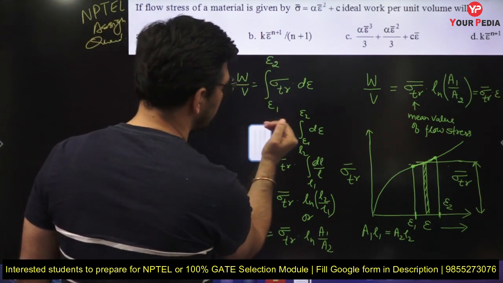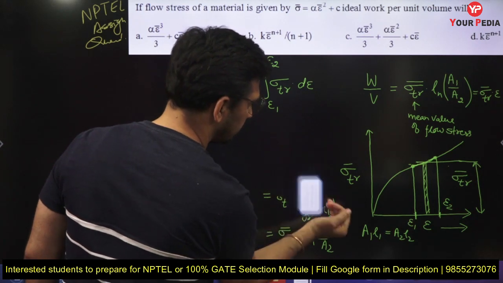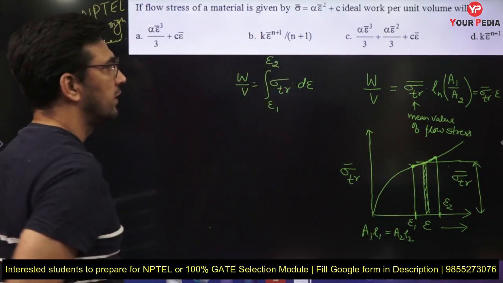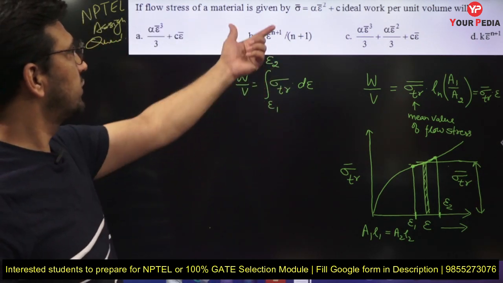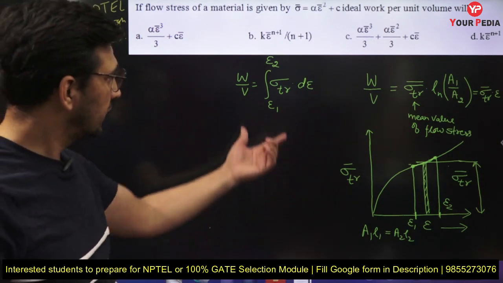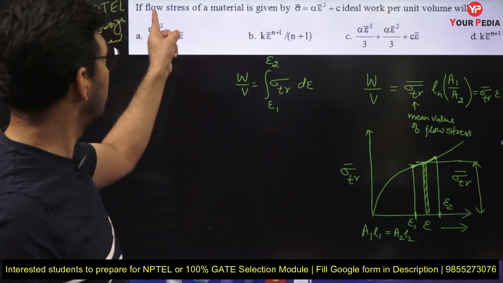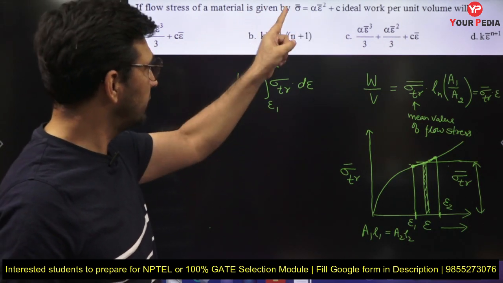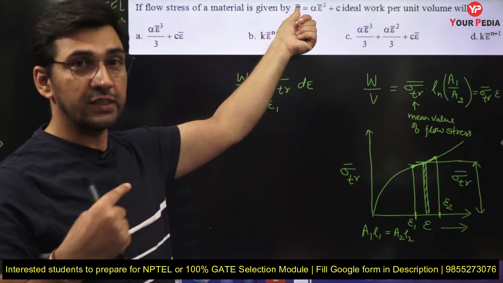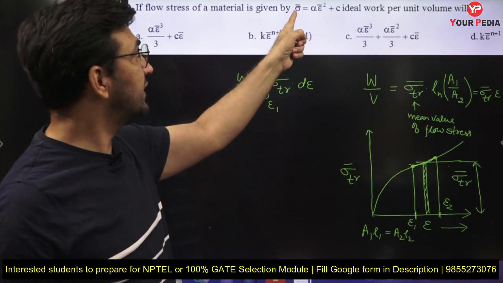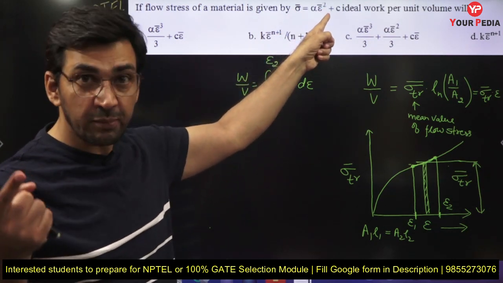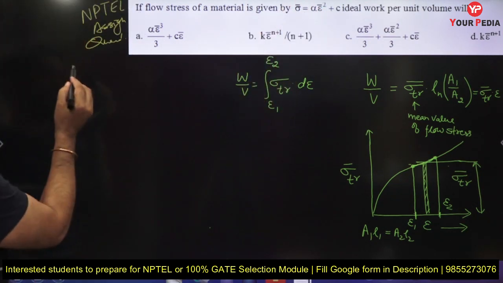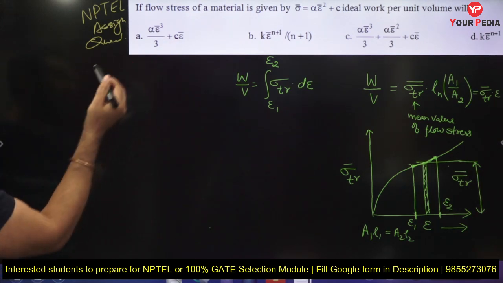Now if that is done, how can I use this over here? It is pretty simple now. What he has given me: if flow stress of the material is given by this, it means he has already given the flow stress, in this case the true value of the stress. That means it is a variable. So what he has given me, I can write it in my own terminology. I am writing it.